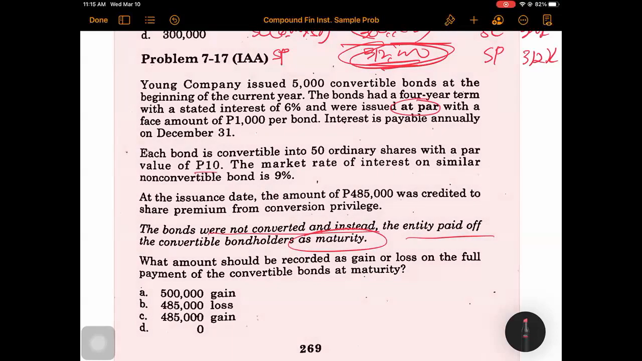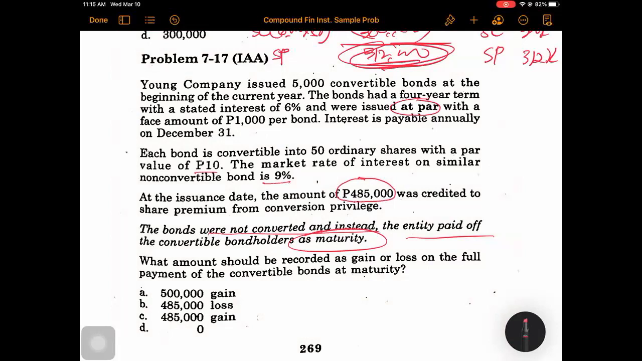The effective rate of this non-convertible bond is 9% because wala sa gi-convert. At the issuance date, the amount of 485,000 was credited to share premium from conversion privilege. Therefore, the equity component at the date of issuance is 485,000.